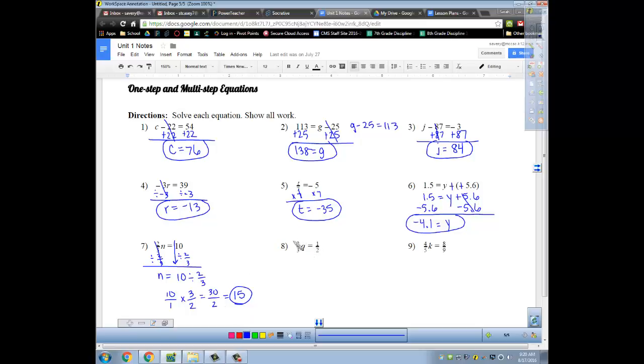Number 8, again this says 2/3 times q, so the opposite would be to divide by the 2/3.